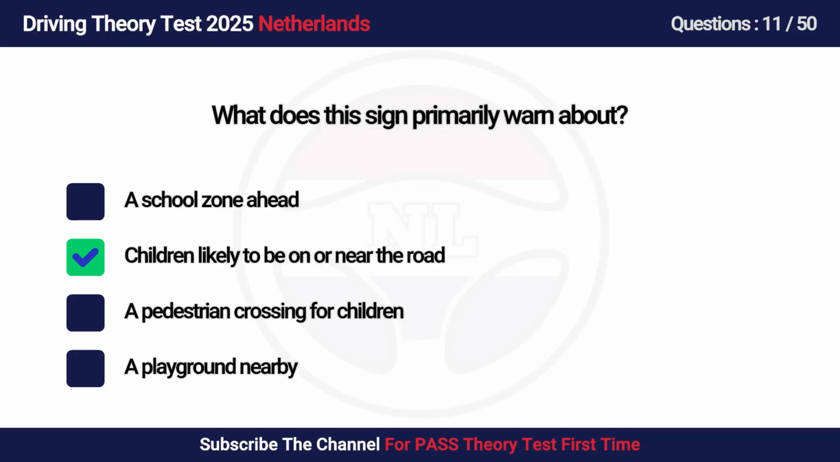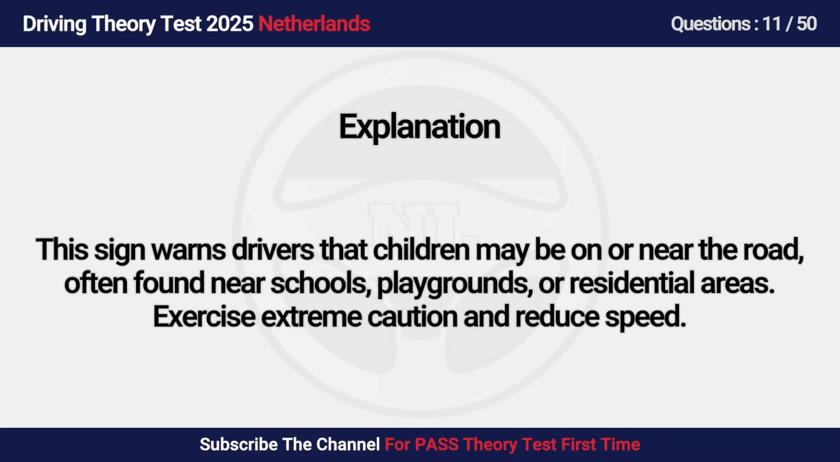Answer is B. Children likely to be on or near the road. This sign warns drivers that children may be on or near the road, often found near schools, playgrounds, or residential areas. Exercise extreme caution and reduce speed.